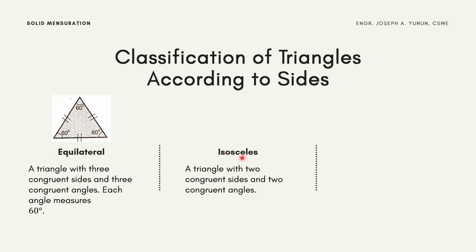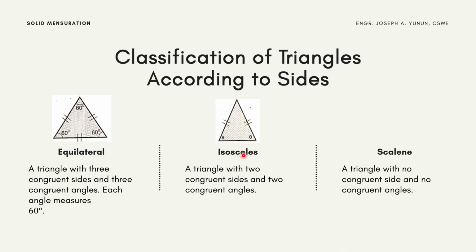Next would be the isosceles triangle, which has two sides that are congruent and two congruent angles. These angles are opposite of those two sides, and these are also called base angles. And scalene, a triangle with no congruent sides and no congruent angles. As shown here, none of the sides are congruent or equal.